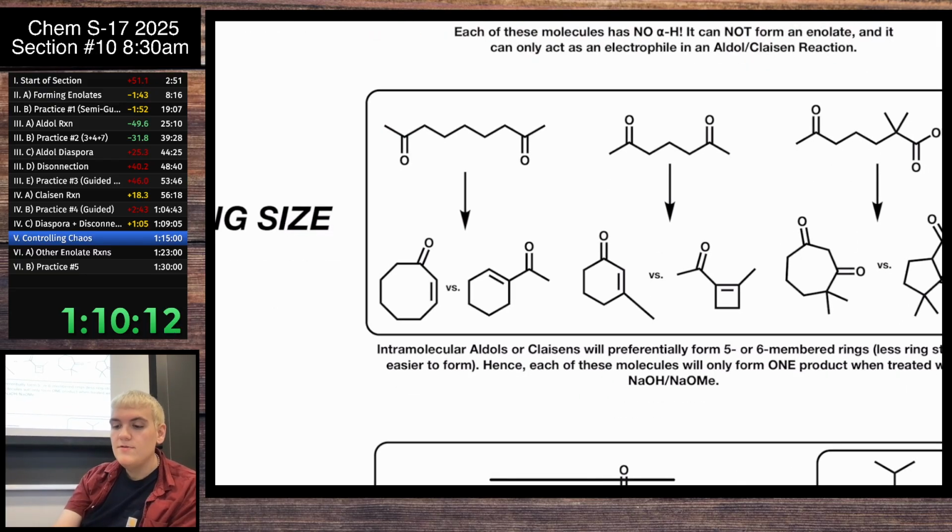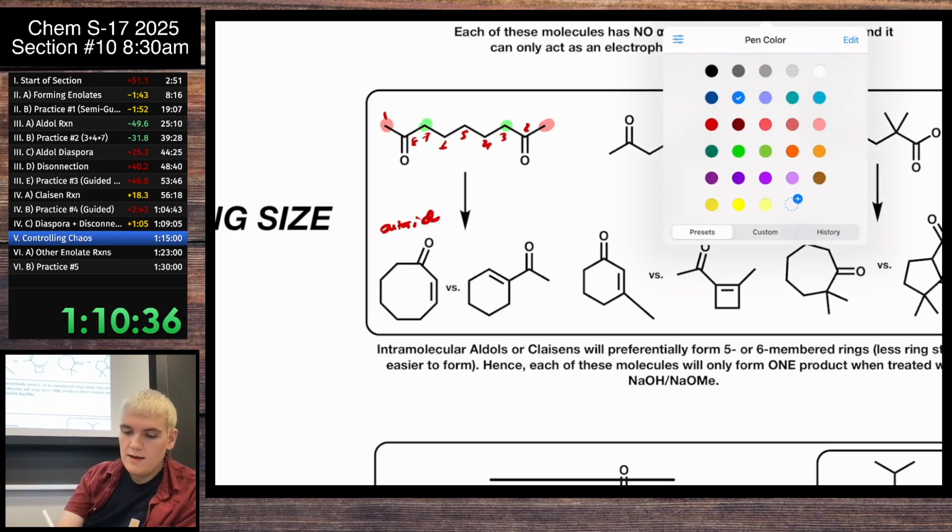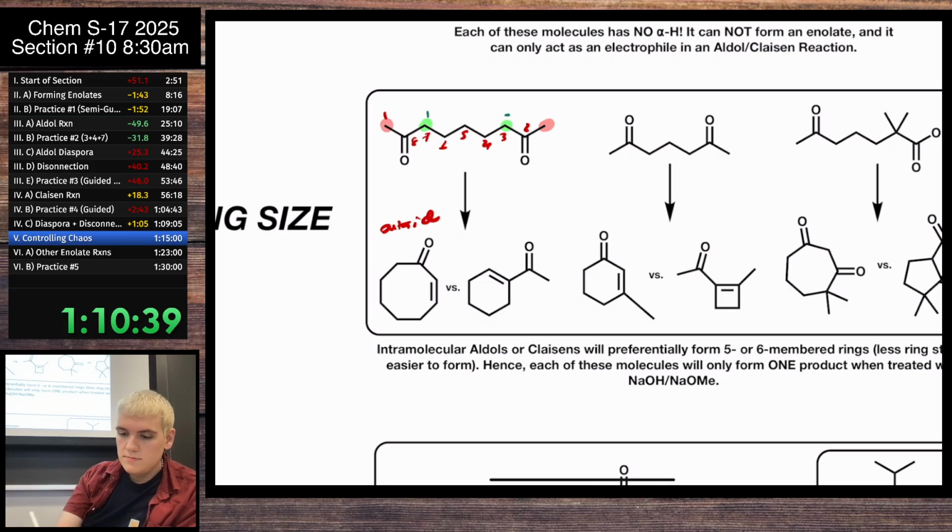For ring size, we could form this outside enolate, or we can form the inside enolate. Those are our two options. If we do the outside one, we'd form a 1, 2, 3, 4, 5, 6, 7, 8-membered ring. And if we do the inside one, we'd form a 1, 2, 3, 4, 5, 6-membered ring. And between those, the 6-membered ring is preferred.